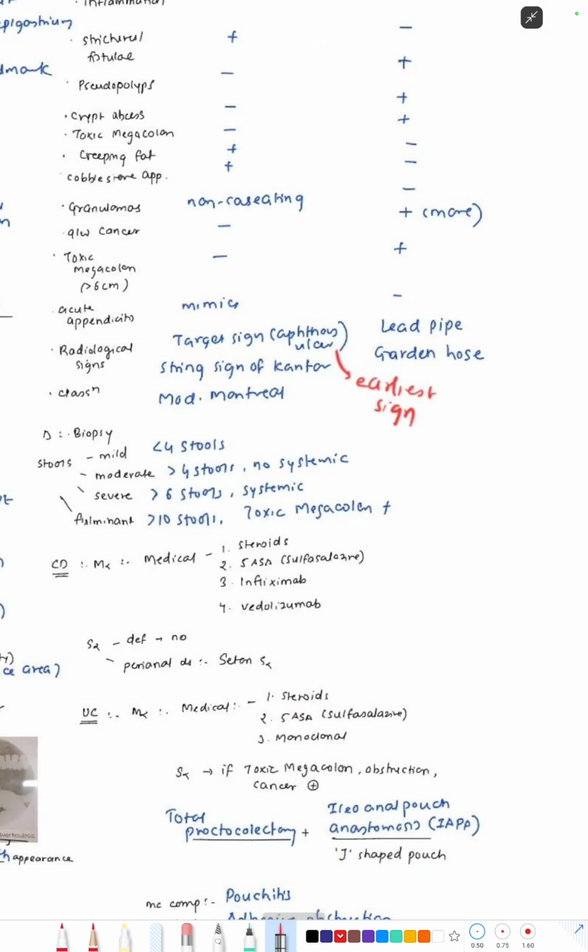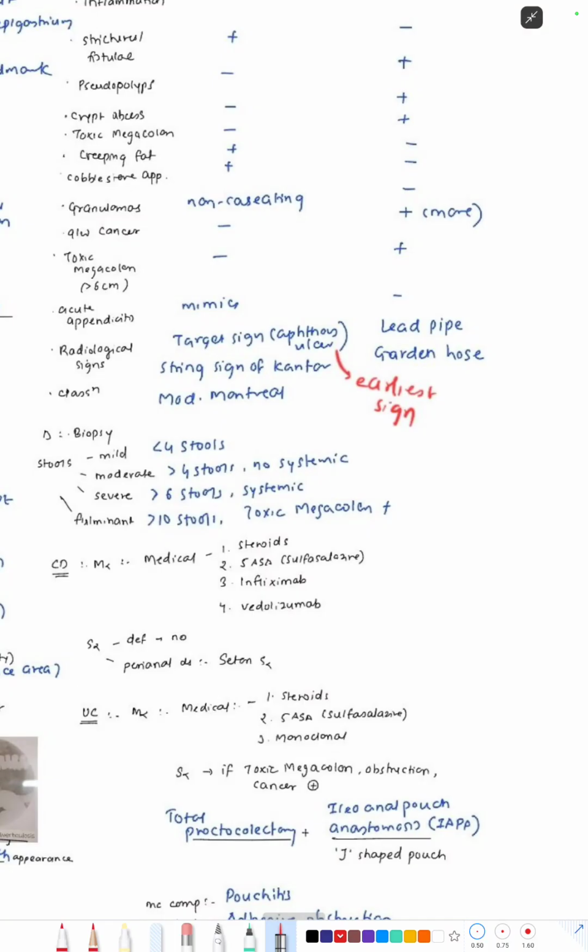Then the next is going to be Crohn's disease. The medical management for Crohn's disease is steroids, 5-ASA, sulfasalazine, infliximab, and vedolizumab. Surgery, there is no definite surgery. For perianal disease, a seton surgery can be done.